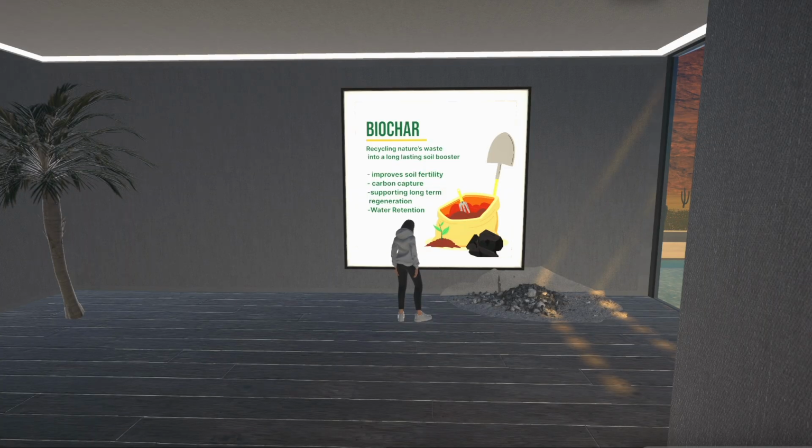Next, we have the biochar zone. In this zone, we use biochar, a carbon-rich material made from organic waste such as plant residue or animal manure. Biochar acts like a sponge: it holds water and nutrients in the soil, supports healthy microbes, and captures carbon that would otherwise return to the atmosphere. By mixing it with compost, we strengthen the root system, regenerate desert soil, and make it fertile again.